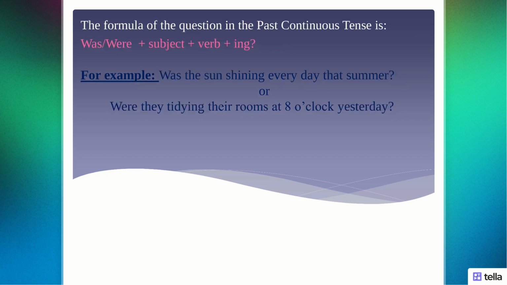The formula of the question in the past continuous tense is was or were plus subject plus verb with an -ing ending. Let us consider some examples. Okay, was the sun shining every day that summer? Or were they tidying their rooms at 8 o'clock yesterday? And out of these two questions, we may conclude that we use was with I, he, she, it, and were with we, you, they. But sometimes we may not see the definite pronoun in a sentence.